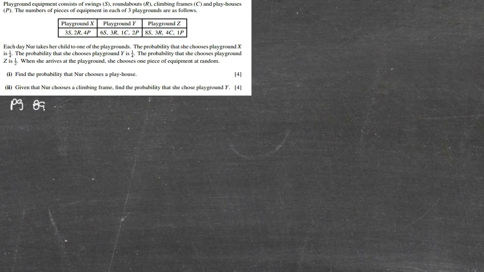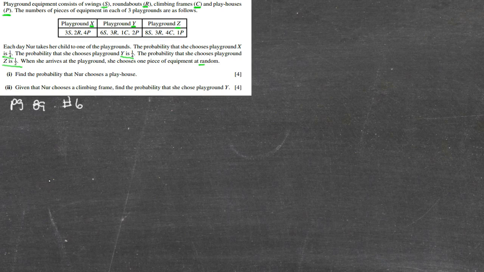We're on page 89 looking at number 6. Okay, so basically in this scenario we've got 3 different playgrounds, X, Y, and Z, and then we've got 4 different pieces of equipment. And again, we've got 2 different choices. One's a playground and then one's a piece of equipment. And they give us probabilities for each of those, so it sounds like we can use a probability tree for this. So let's go ahead and get started.